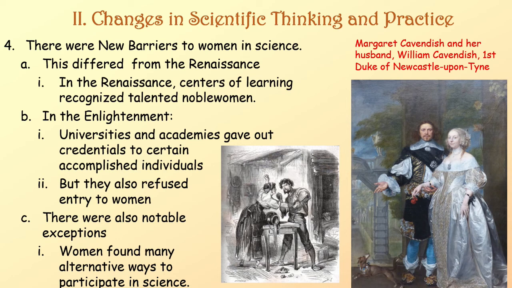There were new barriers to women in science. That was number 4. And this differed from the Renaissance. In the Renaissance, centers of learning recognized talented noblewomen. But in the Enlightenment, universities and academies gave out credentials to certain accomplished individuals, but they also refused entry to women. There were notable exceptions. Women found many alternative ways to participate in science.